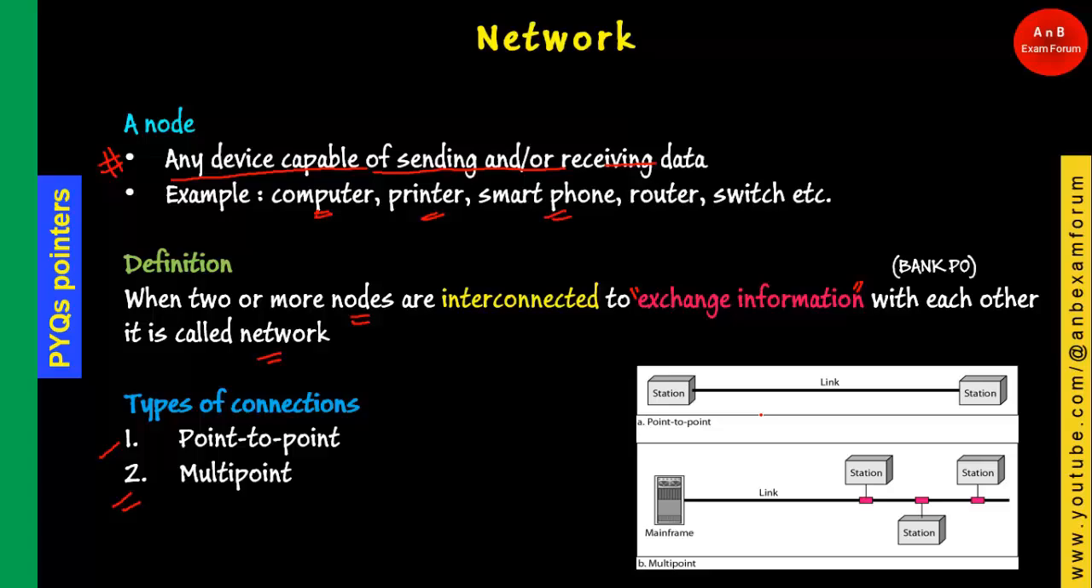So what we have understood is that a computer network is basically the interconnection of two or more nodes which are going to exchange information.